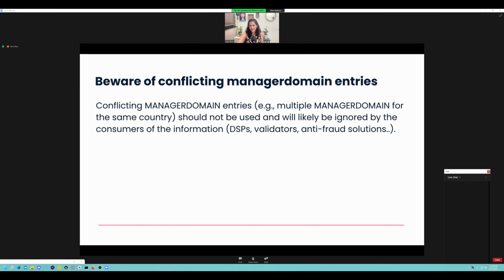Beware of conflicting manager domain entries. One of the things that we see when we talk to publishers is that most of the time they're getting Ads.txt lines from partners, and sometimes, unfortunately, they trust their partners and don't validate those Ads.txt lines. We had a survey where we asked publishers, do you validate your Ads.txt lines before you implement them? And 47% told us that they don't validate them at all. They just copy the lines and paste them into their Ads.txt files. So this is where you should be very, very careful.